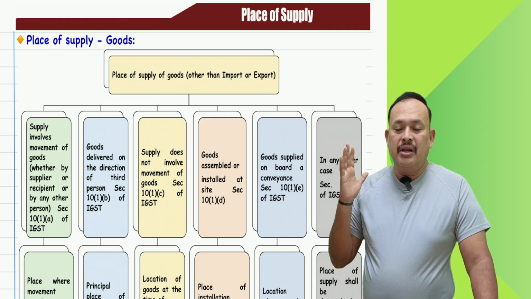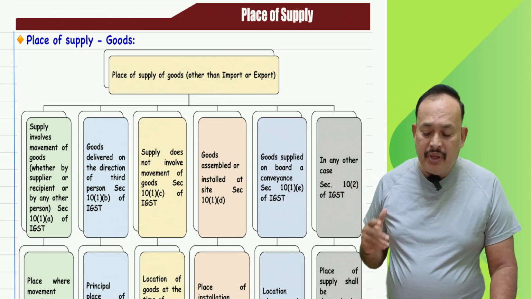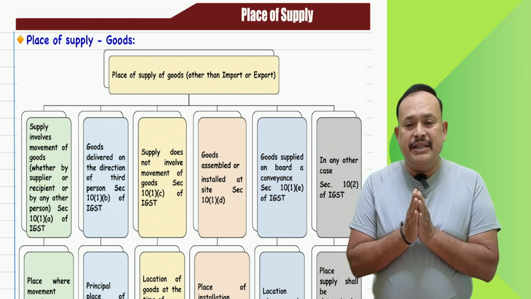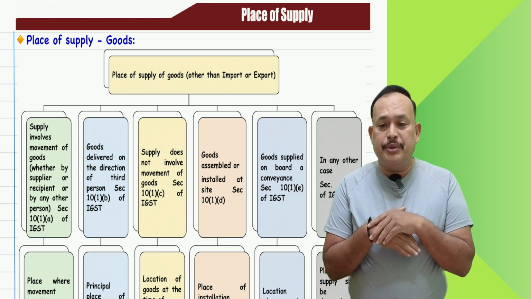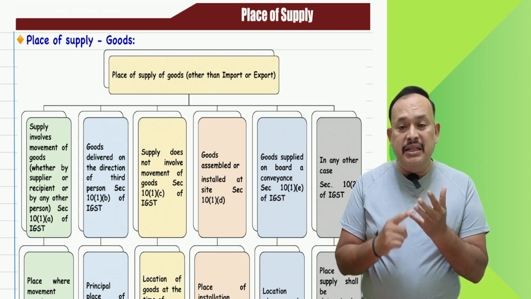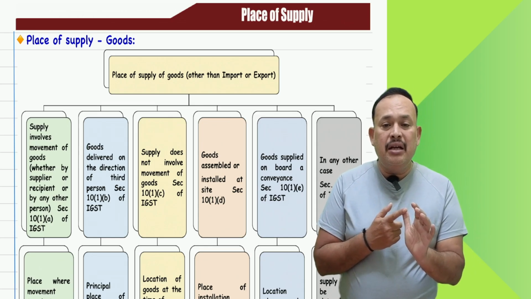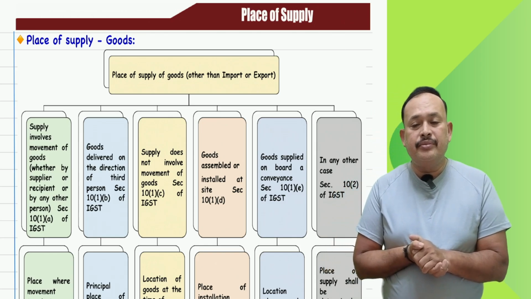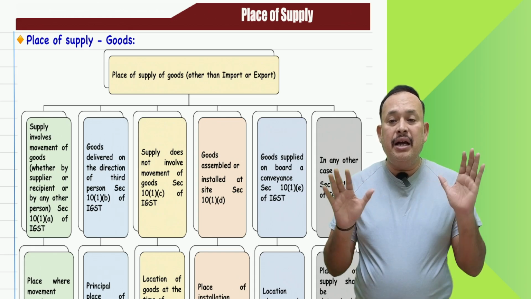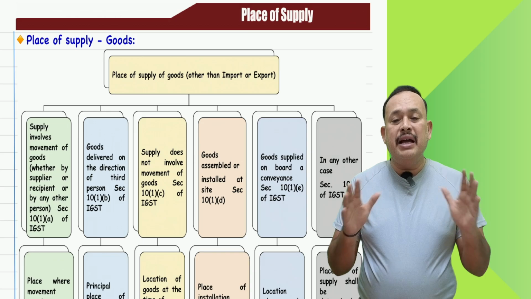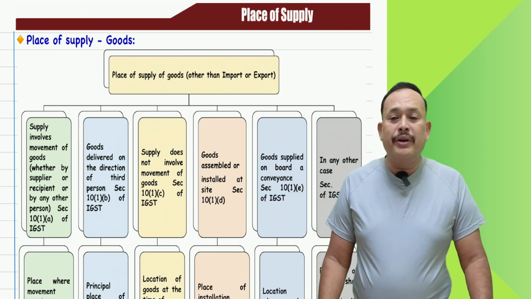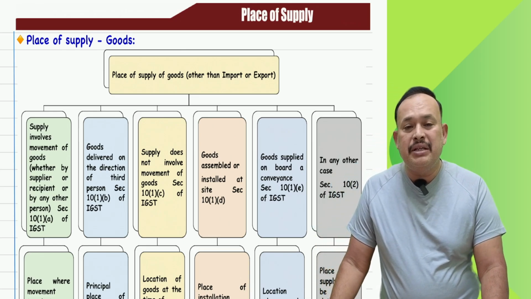2017. Now, in this regard, I am bringing to your notice first and foremost Section 10 of the IGST Act, where Section 10 subsection 1 has Clause A, Clause B, Clause C, Clause CA, Clause D, Clause E provisions, where supply of goods takes place other than import, other than export of goods. Other than import or export of goods, what is the place of supply?